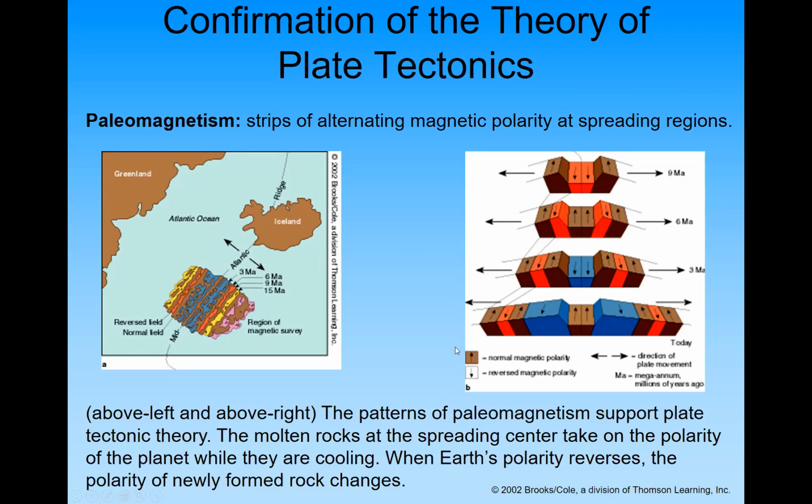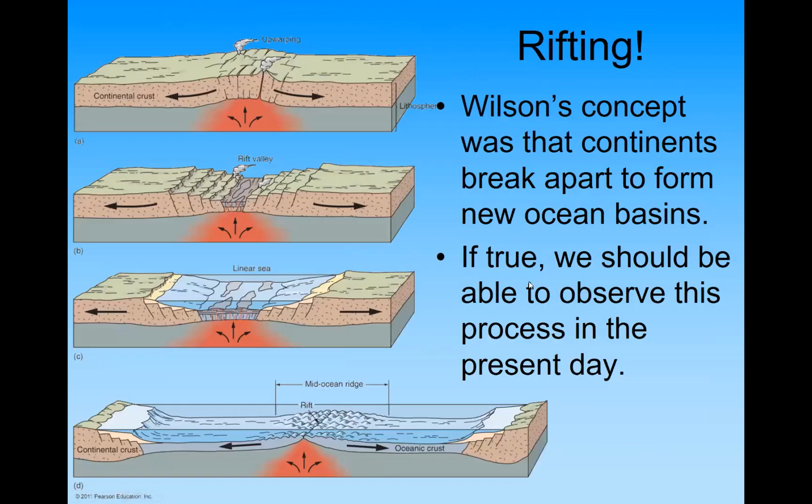Okay, well, if new material is forming and the continents are breaking apart, there must be some mechanism or some process that breaks the land masses apart in the first place. And Wilson proposed that this was called rifting. So rifting, in Wilson's concept, was that due to pressure from the magma acting underneath continents, continents break apart.